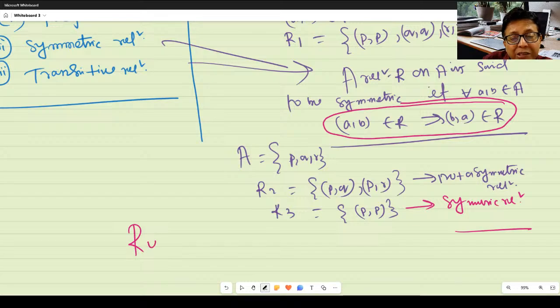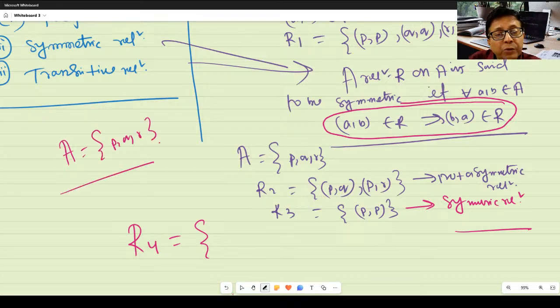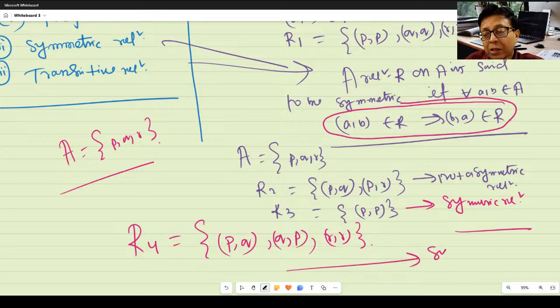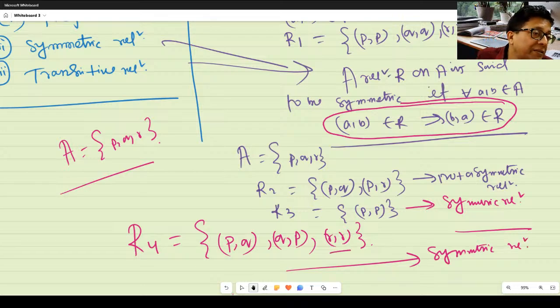Now think about this. R4 on the set A equal to {P, Q, R} only. I have written before. R4 we are writing (P, Q), (Q, P), (R, R). This is also a symmetric relation. Addition of this element doesn't matter because (P, Q) and (Q, P) are there as elements, so it will be a symmetric relation.